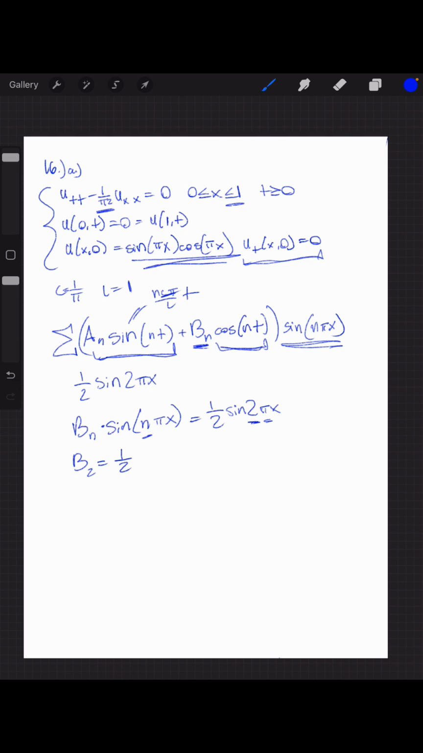We have 1/2 sine 2 pi x times, because the b_n term is attached to it, cosine of 2t. And this is our final solution.